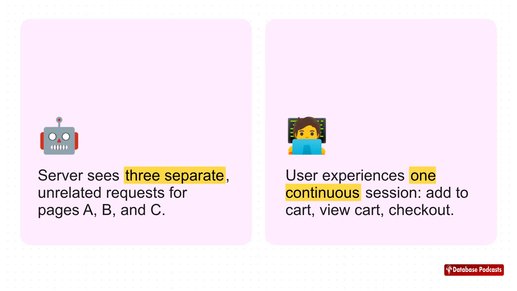So here's the problem. From your perspective, the user, you're having one continuous experience. You add an item to your cart, then you click to view the cart, then you click to check out. It's all one session. But the server, it just sees 3 totally separate, completely unrelated requests. To fix this, to bridge that gap, developers use something called session management. It's basically a way to give you a unique ID, like a temporary name tag, so the server can keep track of you and your data as you move from page to page.